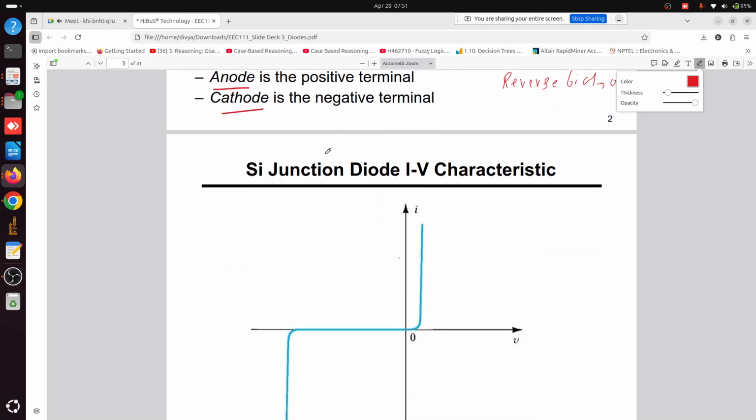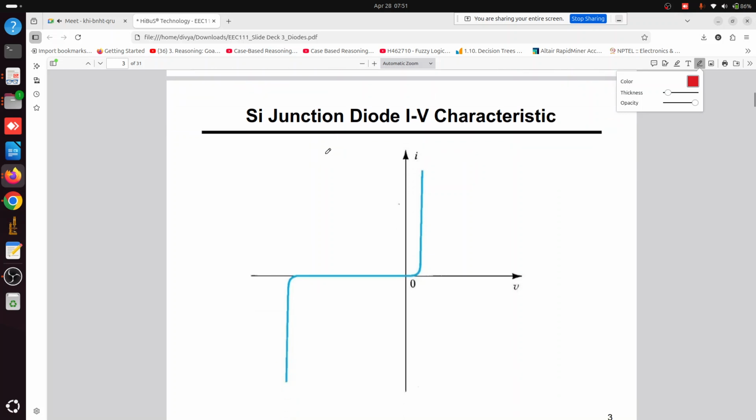Okay, so next one. This is again very simple, but a very important concept. This is the IV characteristics.